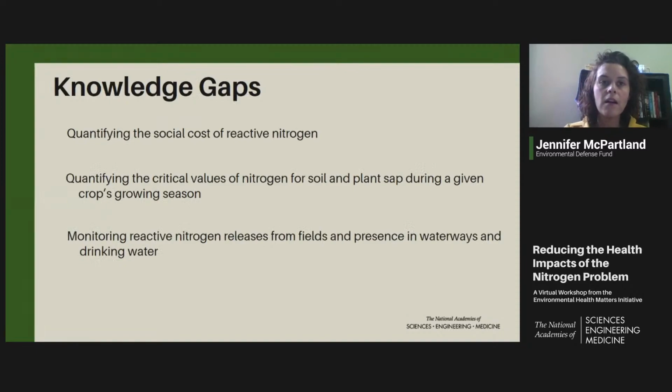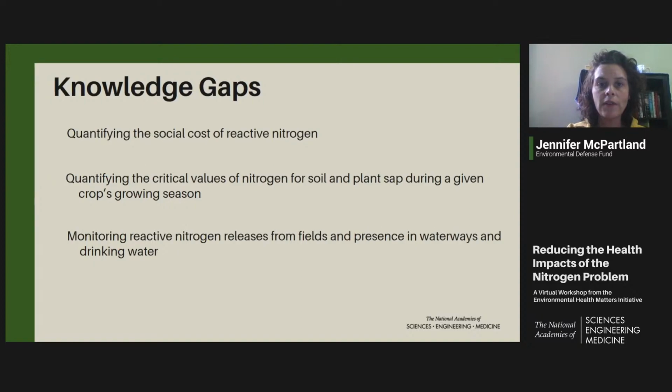Okay, and so lastly, our third discussion session is going to focus on key knowledge gaps that we think would make a significant impact in forwarding our efforts around nitrogen management and the associated public health challenges. And so among the knowledge gaps that were identified were quantifying the social cost of reactive nitrogen, much along the same framework as the social cost of carbon.